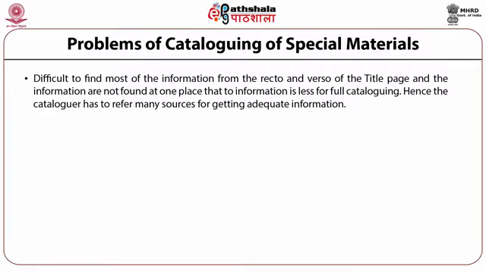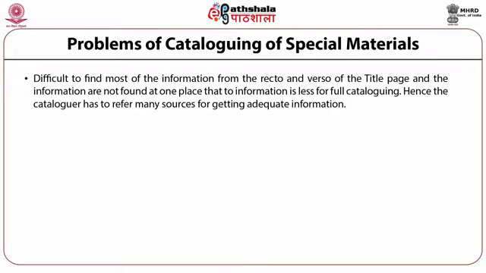But in case of microfilm, microfiche, micro opaque, motion picture, video recording, you need a machine to read all those materials where it is recorded. You cannot see through your naked eye what is written there. So you need to know how to handle the machine, and that is also demanding on the catalogers. Unless the cataloger knows how to handle those machines, he cannot read, he cannot know what information is available, and he cannot catalog those things.